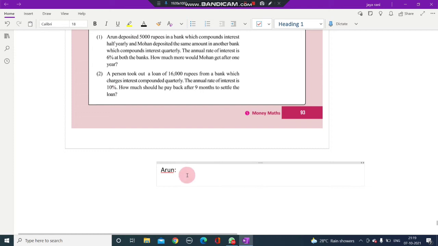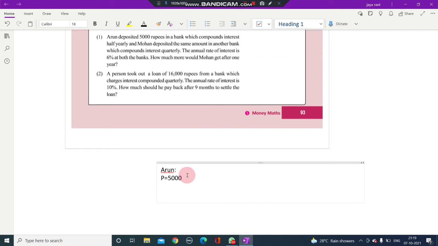Here, first we are going to find out the amount got by Arun. What is the amount deposited by Arun? The amount deposited by Arun is 5,000 rupees. So we are going to write that as P. Here P is equal to 5,000 rupees.